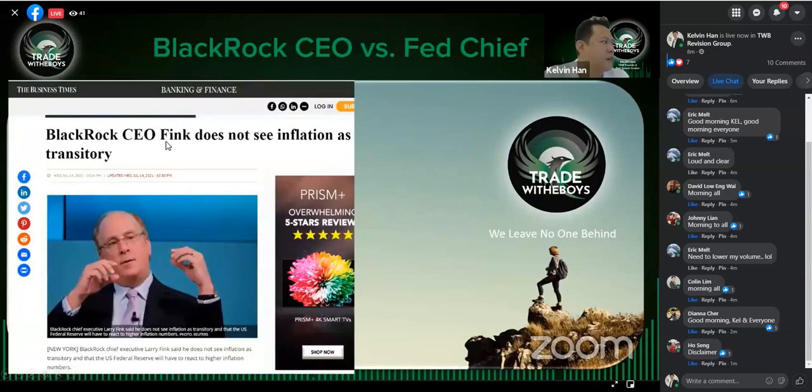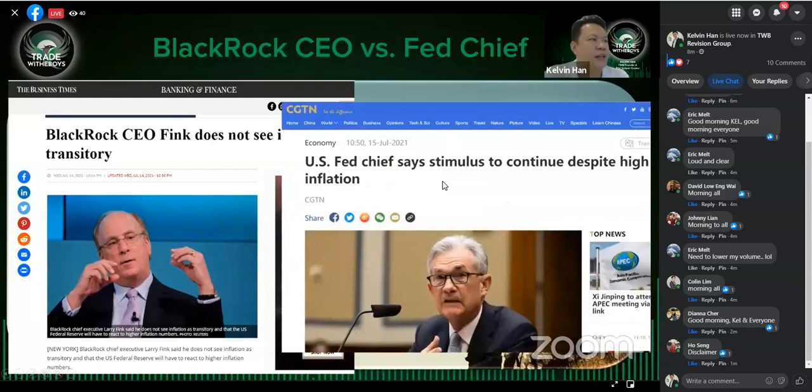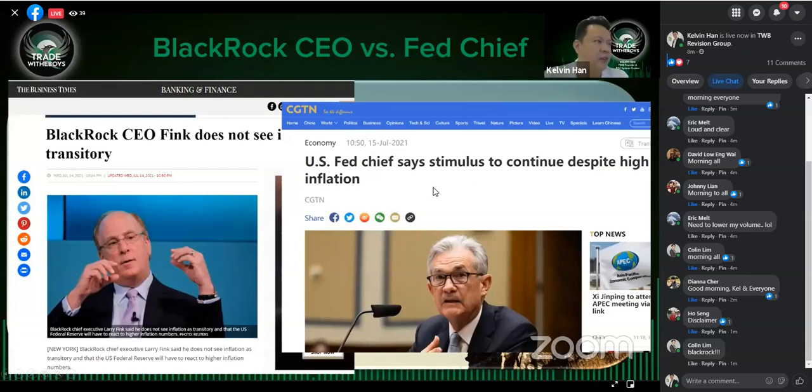This morning I saw an interesting piece from Business Times: the BlackRock CEO does not see inflation as transitory. But the Federal Reserve Chief says that stimulus could continue despite high inflation because he believes it's transitory. So who do we trust? Should we trust the Federal Reserve Chief, or the BlackRock CEO? BlackRock is the biggest asset manager in terms of assets, in trillions of dollars, versus the Federal Reserve Chief, the most important, most influential man in the financial world. So what do you think? Who should we trust in terms of this? Can you let me have your take? BlackRock or Fed Chief?